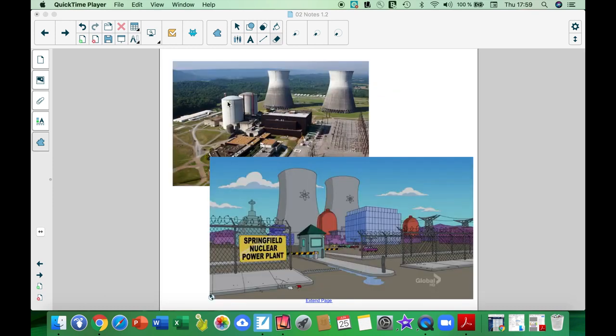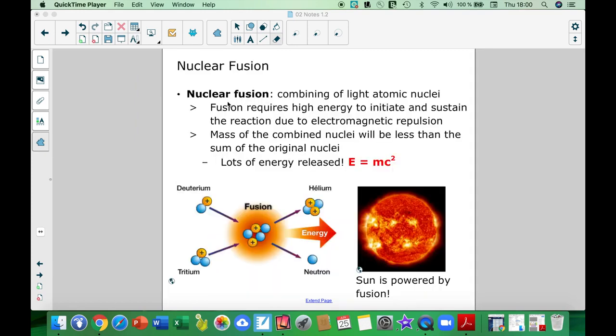I guess that you are familiar with these two pictures. What happens in nuclear plants and reactors is exactly that, nuclear fission. The other very famous reaction related to radioactivity is nuclear fusion, and that happens, for example, in the stars.